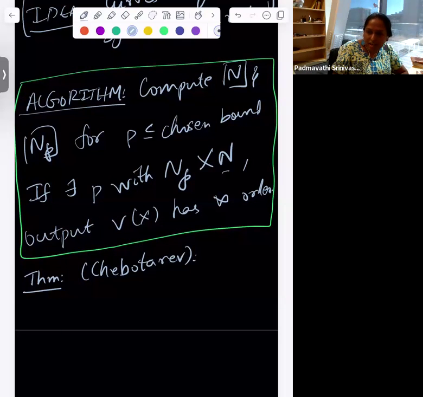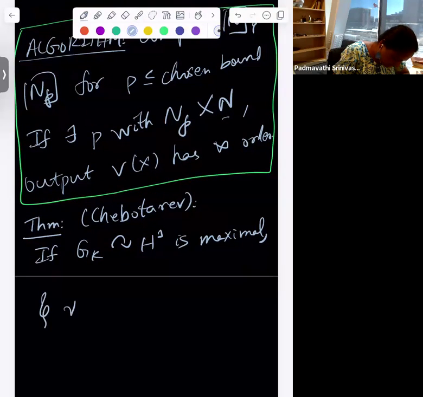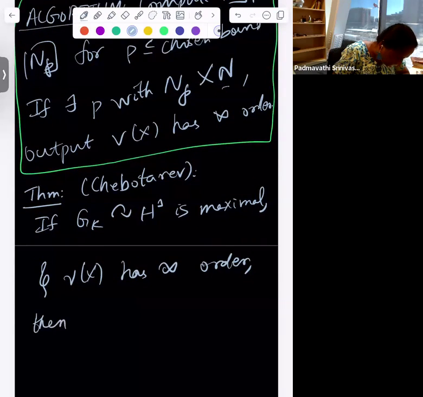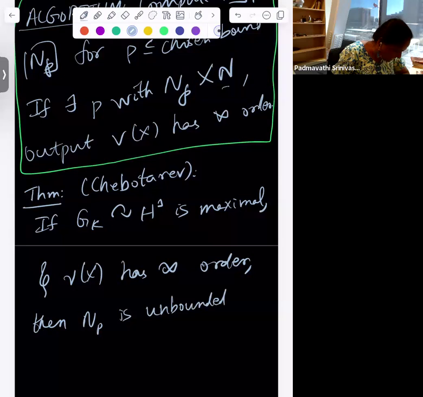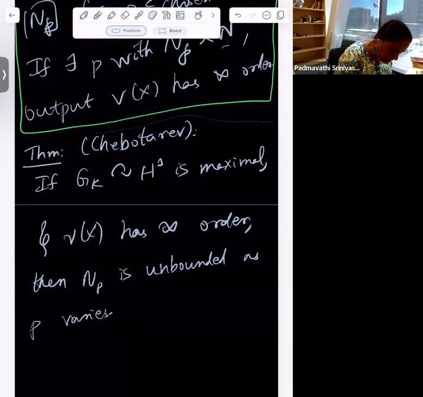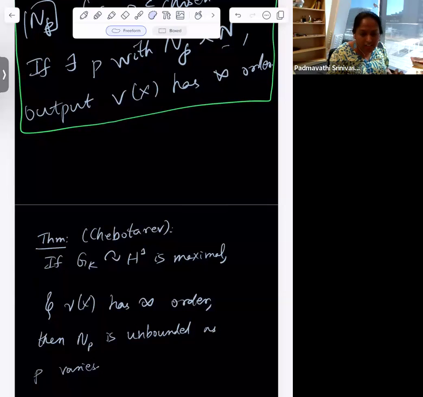We can't prove this in general for all curves, but we can prove this for a generic enough curve. So if the Galois action on H1 is maximal, and the Ceresa class has infinite order, then our algorithm, if you run it long enough, will eventually produce a lower bound n sub p that's big. These n sub p's are unbounded as p varies. So that's the companion theorem to our algorithm, a very natural question of whether the algorithm will eventually produce a certificate in the good cases. It can for the generic example.